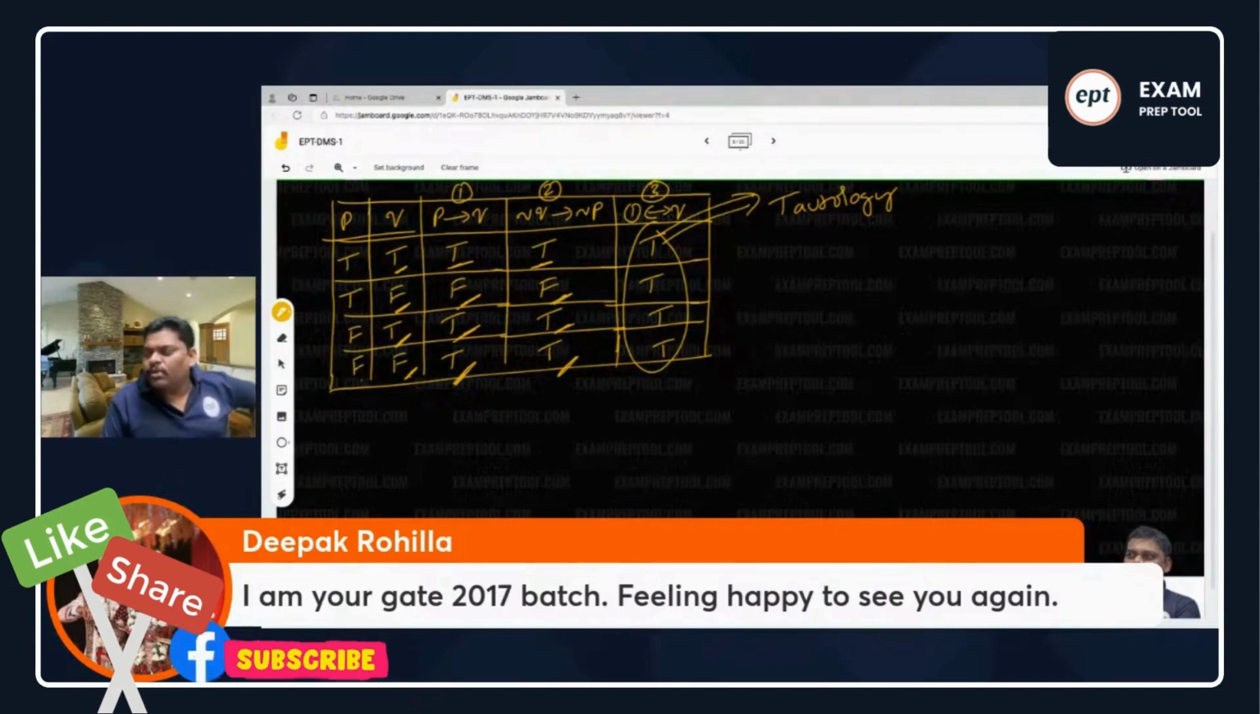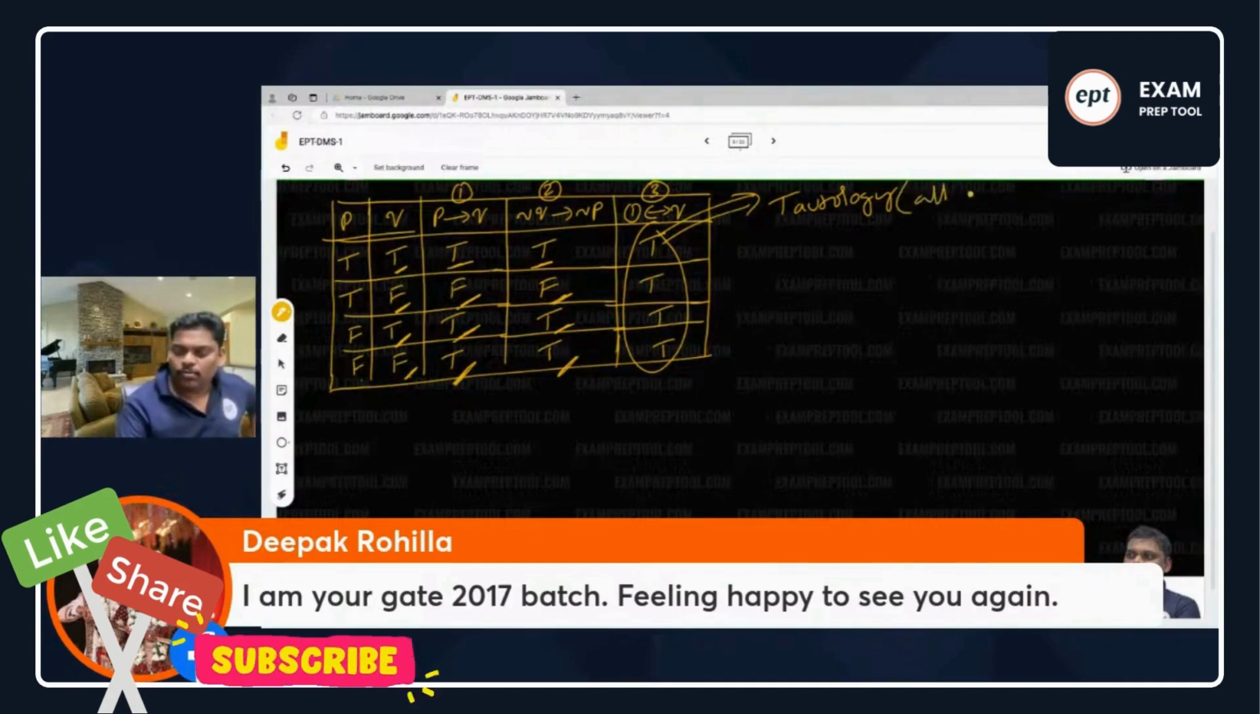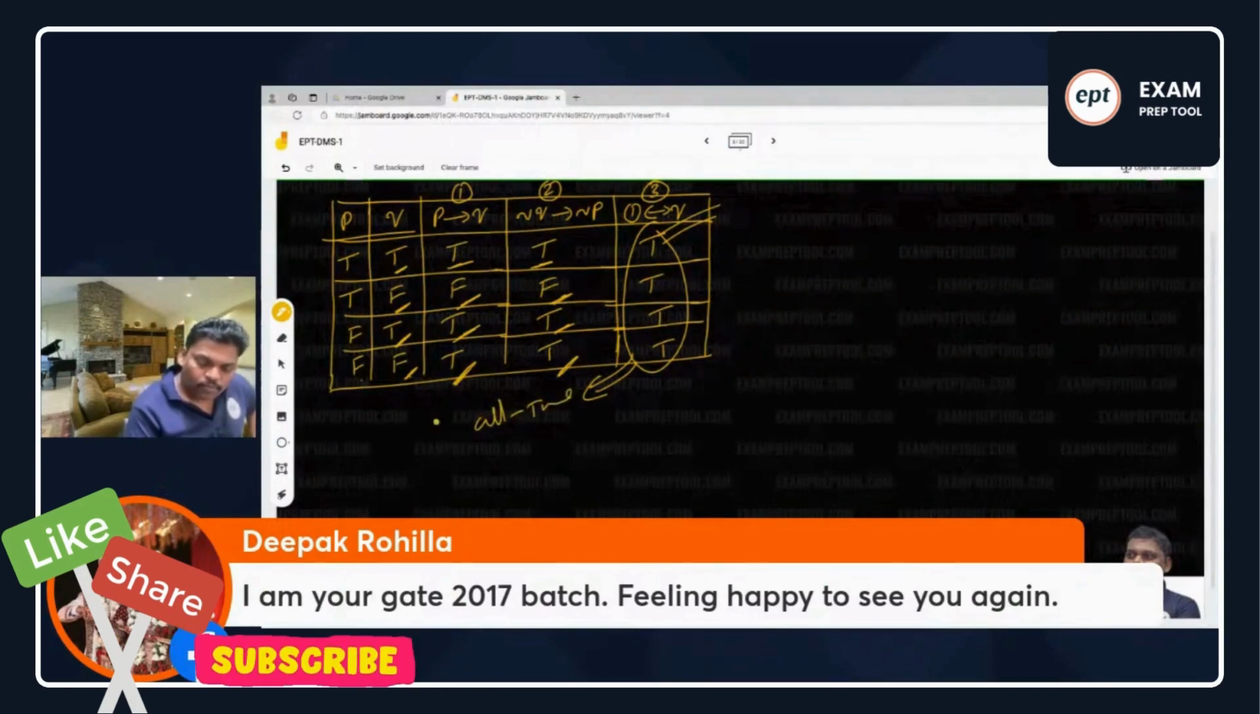Some people are asking, sir, what is the meaning of tautology? In any proposition, if I create the truth table, if all the values are true, that is called tautology. All true. Everyone knows this. I am repeating once again: in any truth table, if all the things are true, then it is called tautology.